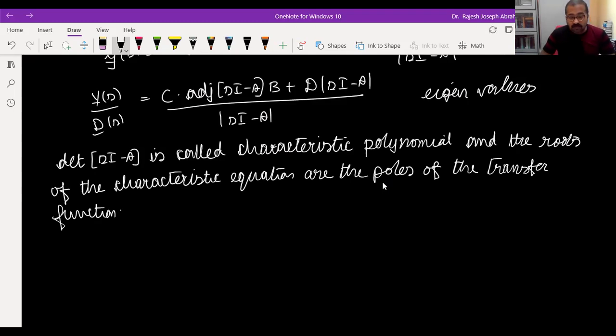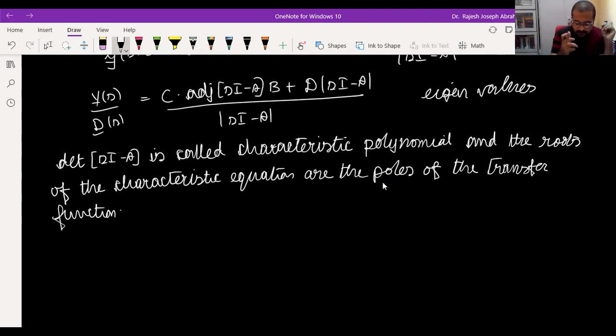If we know the poles of the transfer function, how do we check for stability? We look at whether the poles are in the left half, whether they have negative real parts. If all the poles have negative real parts, the system is stable. Otherwise, if the roots have positive real parts, the system is unstable. Similarly, if eigenvalues are all negative, the system is stable; if eigenvalues are positive, the system is unstable. So there is a one-to-one correspondence between poles of a transfer function and eigenvalues of the state space model, determinant SI minus A equal to 0.